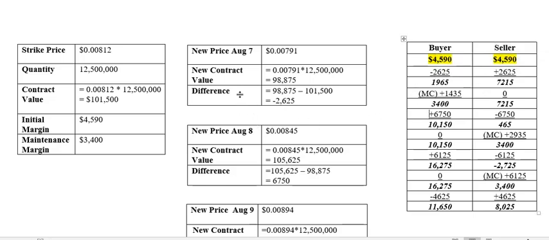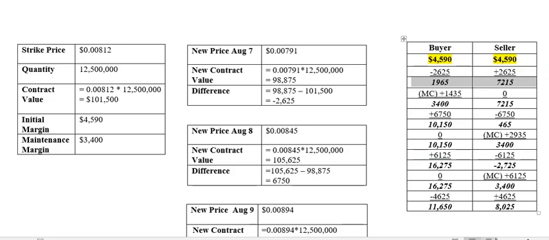Then on August 9, the new price is given in the numerical. We multiplied that with quantity to calculate the new contract value, and then we subtracted the old contract value from the new one. So as a seller we got a profit of 2,625, and the buyer will have a loss. So the addition and subtraction is done and the remaining balances at the end of day 1 are calculated.